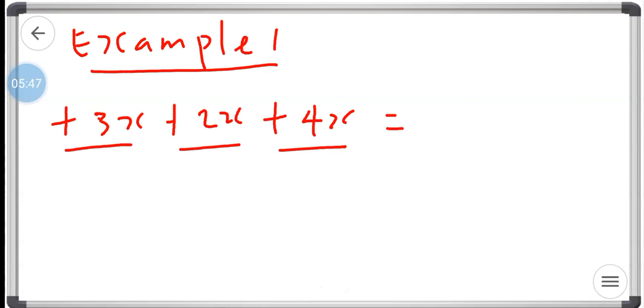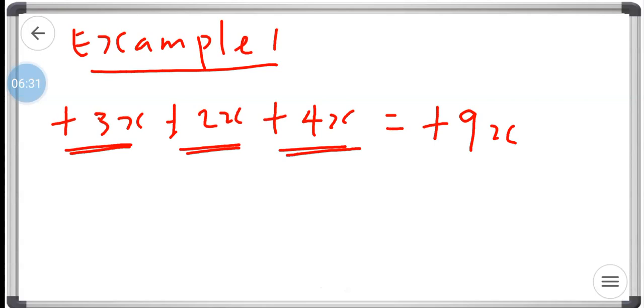We have the first term, the second term, the third term. All these terms are like terms. So according to that rule, when we have two or more positive like terms, the result is positive. Now let's add 3x plus 2x, that's 5x. 5x plus 4x, that's 9x. So we have plus 9x. That's the final answer.